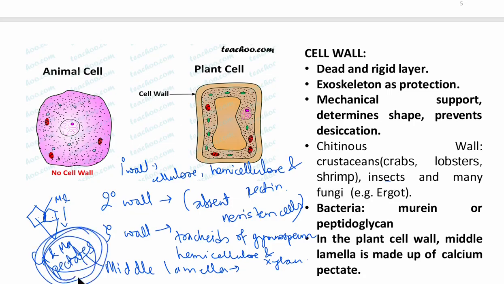So this is also an important objective question. Which of the following is made up of calcium and magnesium pectate? And your answer will be middle lamella. Calcium and magnesium pectate. This is also an important question for you guys.